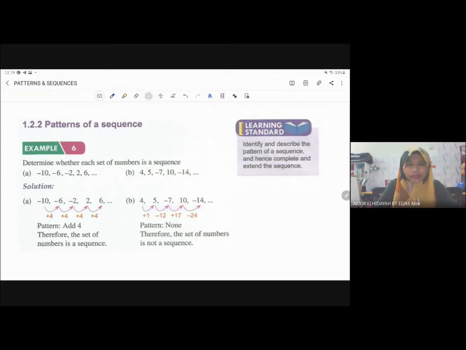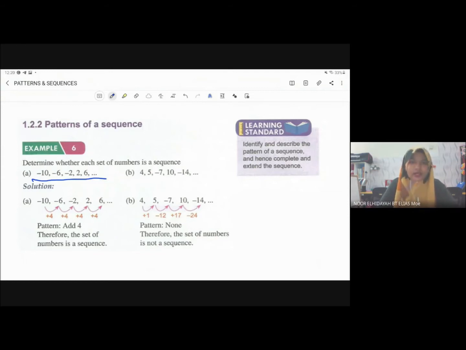Alright, look at example 6. Determine whether each set of number is a sequence. Sekarang ni awak nak tentukan sama ada, okay, sekejap Cikgu tunjuk. Dia bagi a list of number. So you have to determine whether each of these sets of number is a sequence or not. Nak determine sama ada dia sequence or not, dia mesti ada pattern. Kalau tak ada pattern, itu bukan number sequence.